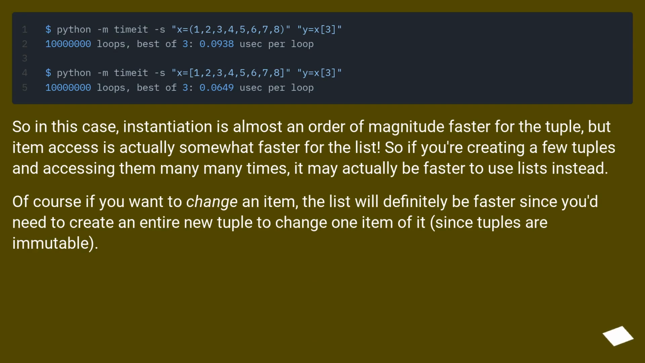So in this case, instantiation is almost an order of magnitude faster for the tuple, but item access is actually somewhat faster for the list. So if you're creating a few tuples and accessing them many times, it may actually be faster to use lists instead. Of course, if you want to change an item, the list will definitely be faster since you'd need to create an entire new tuple to change one item of it, since tuples are immutable.